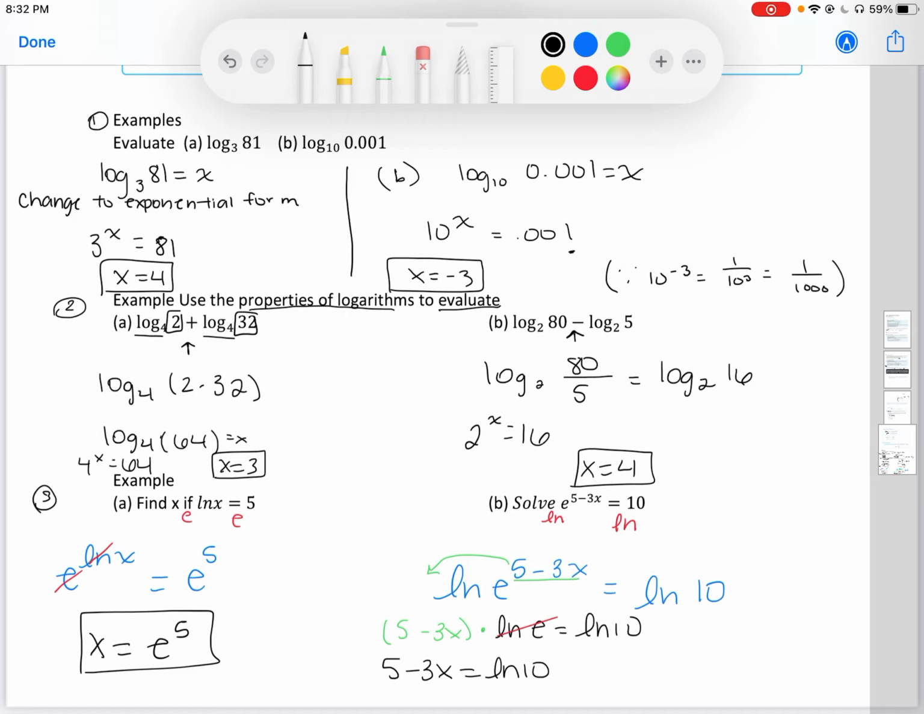Now it's just a simple algebra problem with an ln. So we subtract 5 from both sides: negative 3x is equal to ln of 10 minus 5. Divide by negative 3: x is equal to ln of 10 minus 5, over negative 3. You can punch that into your calculator and get x is about, if you round, 0.89. I think it's a repeating 9, so technically it would be 0.9.